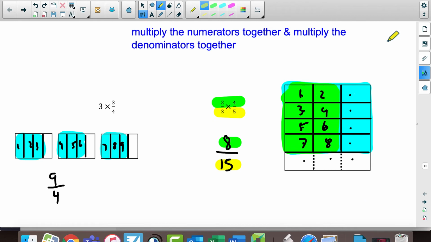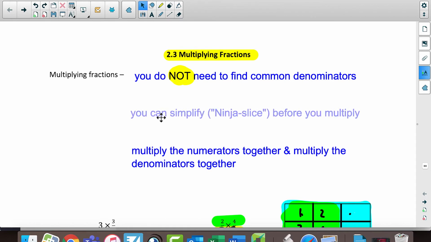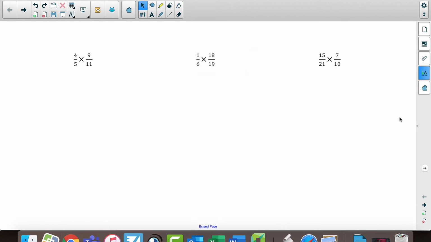Common denominators is when you have to get the same number on the bottom of both fractions. You can, you're just making your life way more difficult though if you do it, so don't do it. And the last point I have for you is going to seem kind of strange. You can simplify, I call it ninja slicing, before you multiply. So I'll show you what I mean in just a second here. So let's look at a few questions.